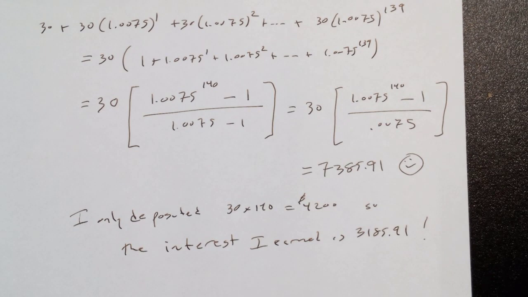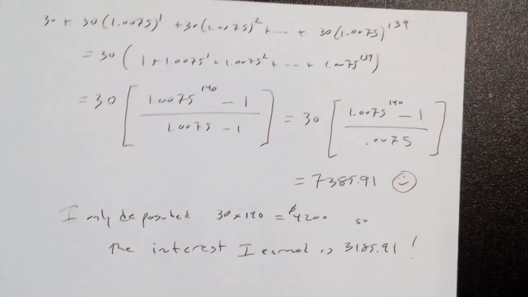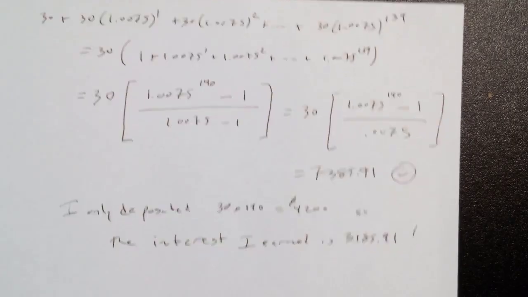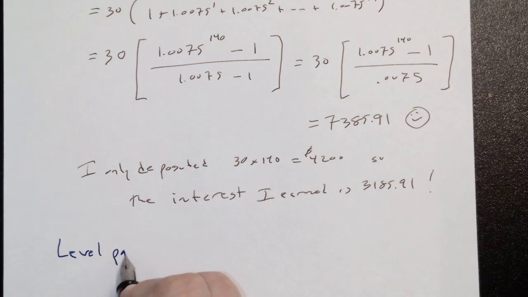If instead of doing $30 a month, I did $50 a month, the only thing that would change would be this number out front. As long as my payment is consistent, this formula works perfectly. Questions? This is a level payment annuity.